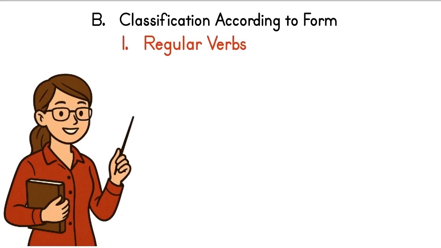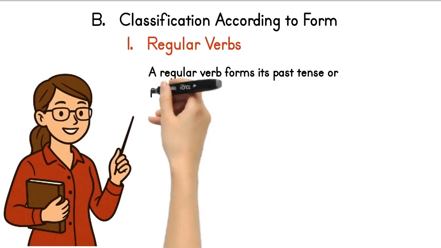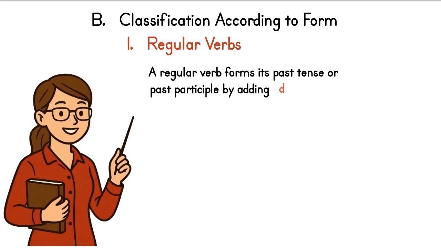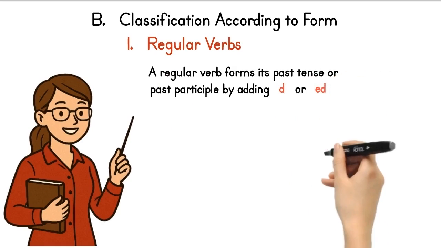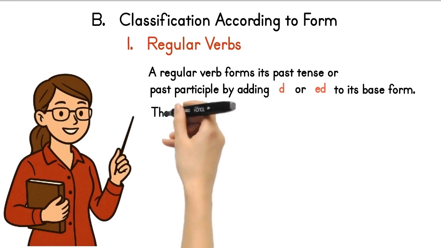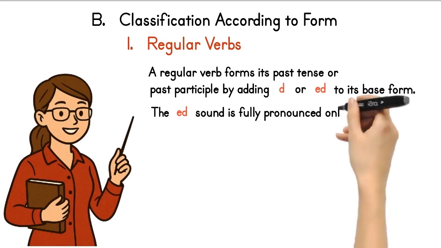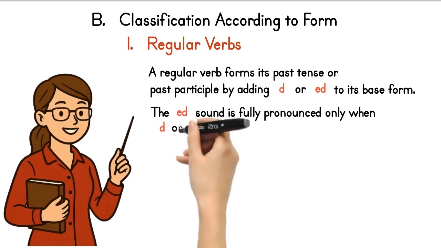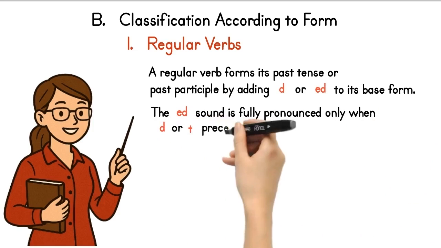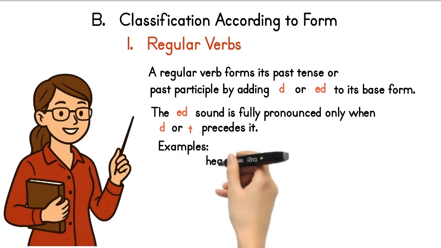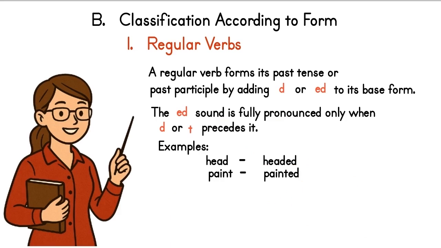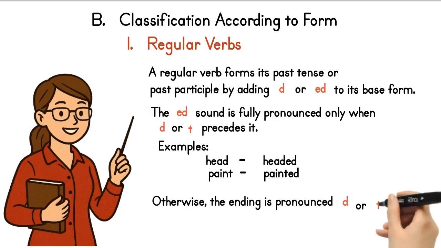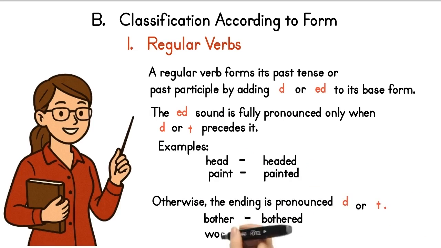A regular verb forms its past tense or past participle by adding d or ed to its base form. The ed sound is fully pronounced only when d or t precedes it. Examples: head, headed. Paint, painted. Otherwise, the ending is pronounced d or t, such as bother, bothered. Work, worked.